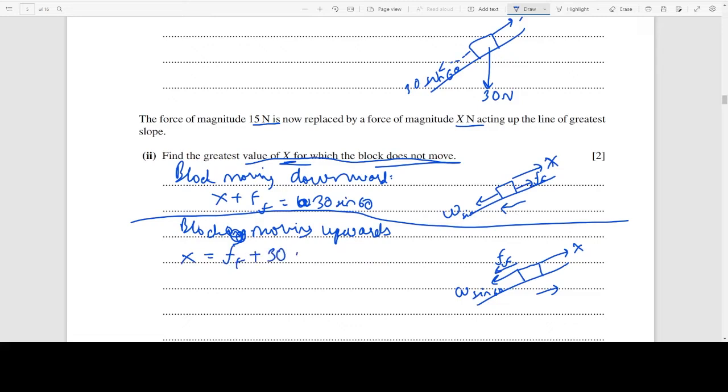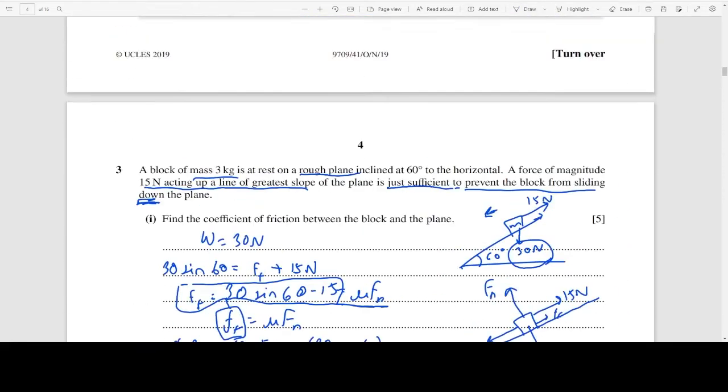plus 30 sine 60. Now guys, why don't you decide and tell me mathematically which equation will give you a greater value for x? Of course it's the second one, so we'll use this.